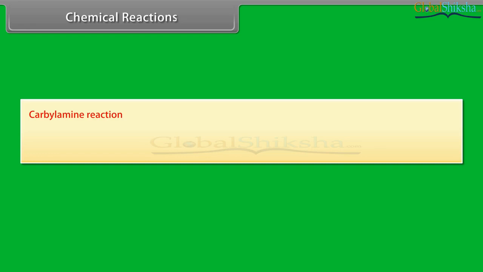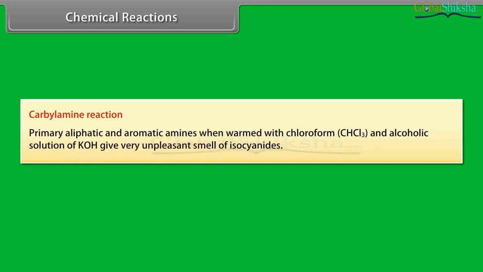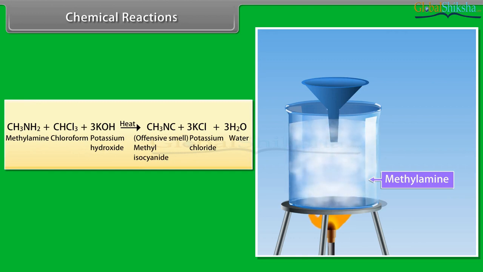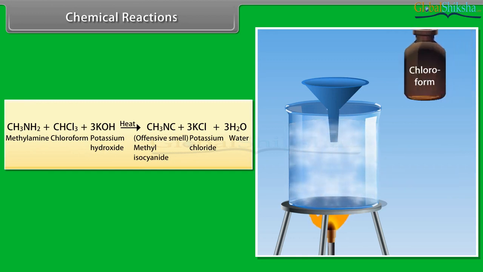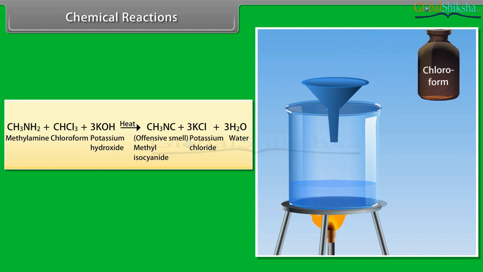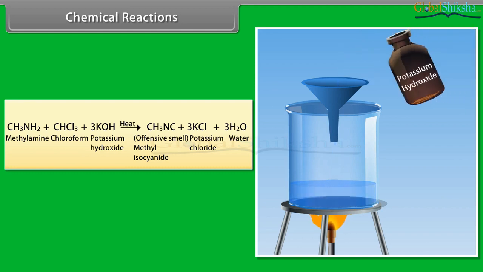Chemical reactions. Carbylamine reaction. Primary aliphatic and aromatic amines, when warmed with chloroform and an alcoholic solution of potassium hydroxide, give isocyanides with a very unpleasant smell. Chloroform and an alcoholic solution of potassium hydroxide react with methylamine and form methyl isocyanide, potassium chloride and water.